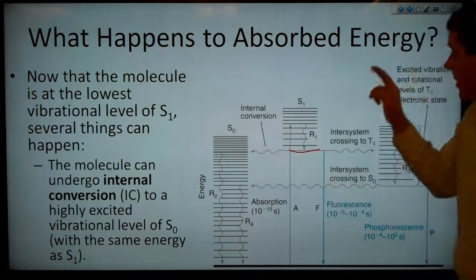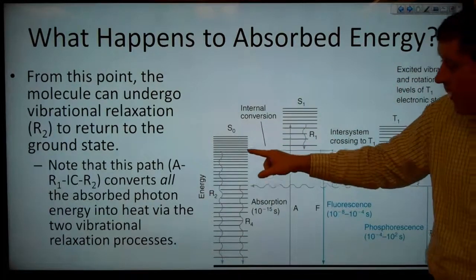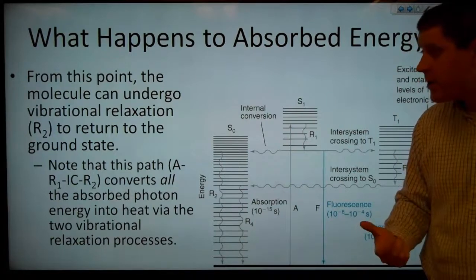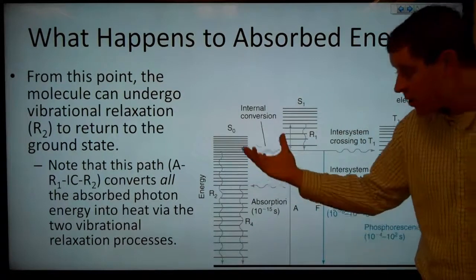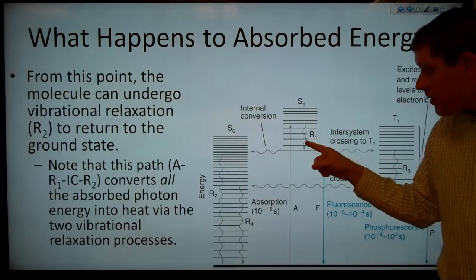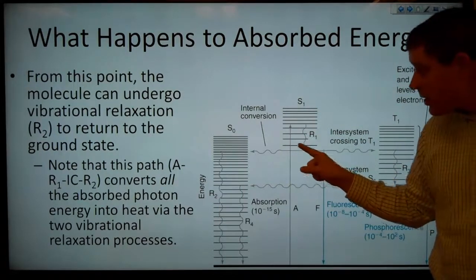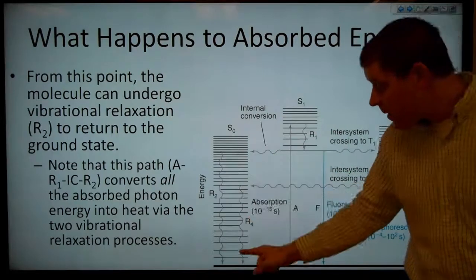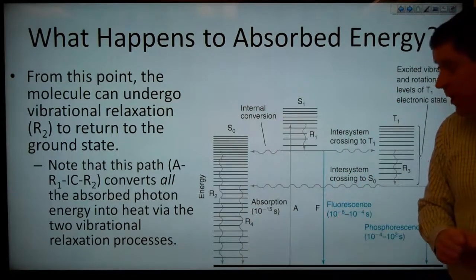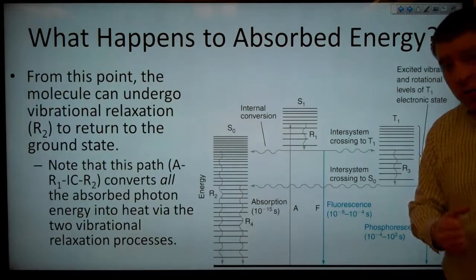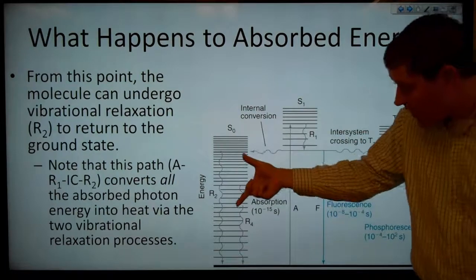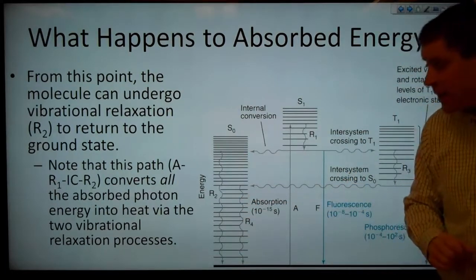And then from there, the molecule can undergo relaxation process R2, that vibrational relaxation, again radiationless, to return down to the ground state. And note that this path of absorption, vibrational relaxation, internal conversion, vibrational relaxation, has caused all of the energy from the photon to be transferred into the bulk as heat, because we transfer some of the energy here as heat, and we transfer the rest of the energy there as heat.